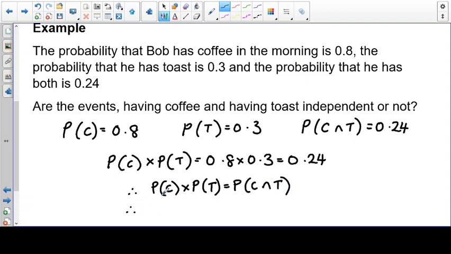Therefore, events C and T are independent. So we've shown that those two probabilities multiplied together give the intercept. Therefore, that rule is true. And if that rule is true, then that means that they are independent of each other. Okay? So just because Bob has toast in the morning doesn't mean he's going to have coffee. They are independent choices.